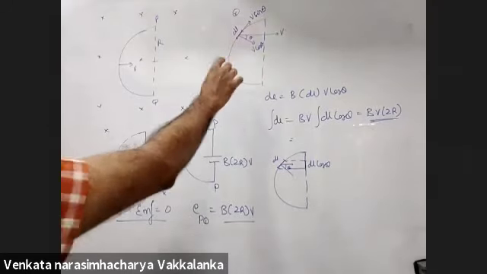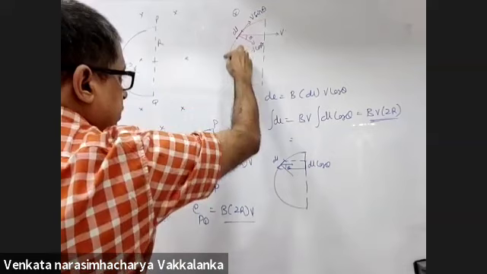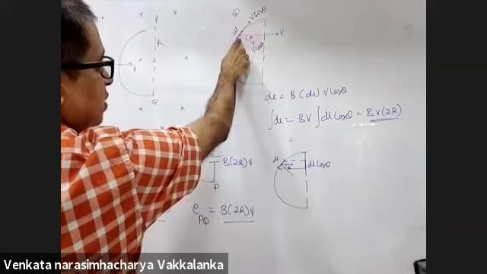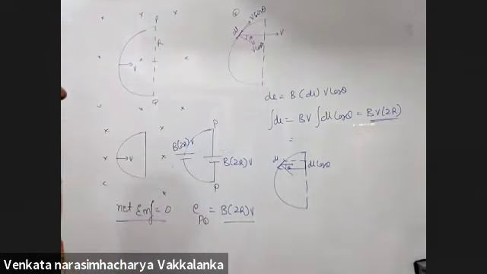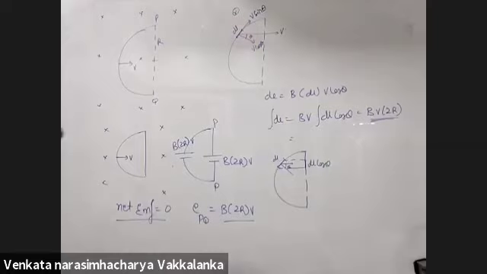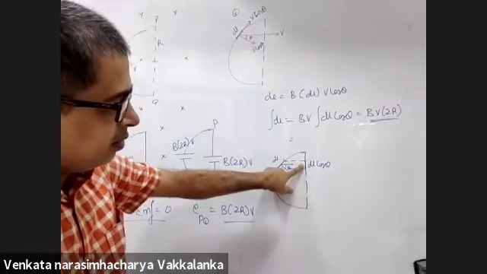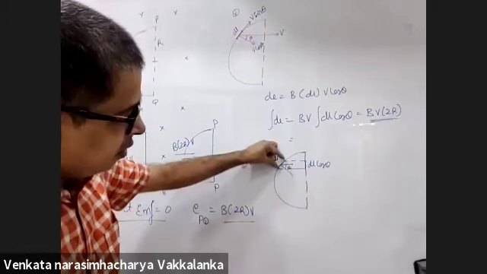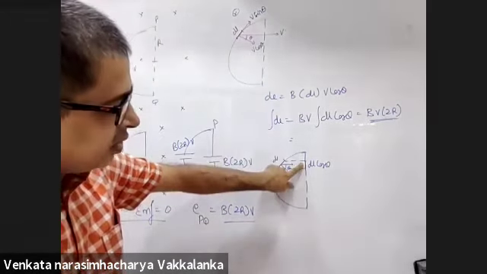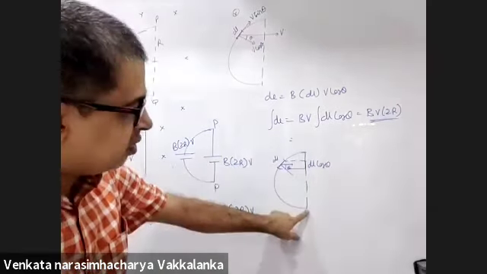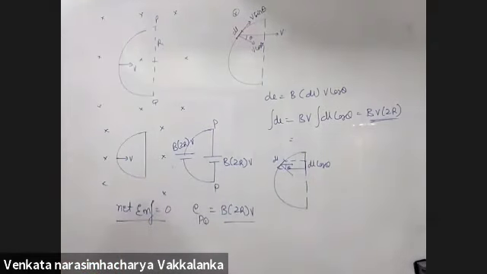Or the other way, without completing, we found EPQ across this loop by considering this DL and then integrating. And so that one, how did you get DL cos theta? If this is DL, its horizontal projection will be DL cos theta. Summation of DL cos theta will be 2R.